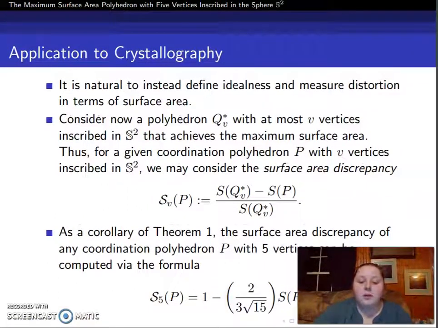The same concept can be applied when defining idealness using surface area, thus resulting in the surface area discrepancy shown by this equation here. More specifically, we are able to develop an equation to determine the surface area discrepancy of any coordination polyhedron by the formula shown here.